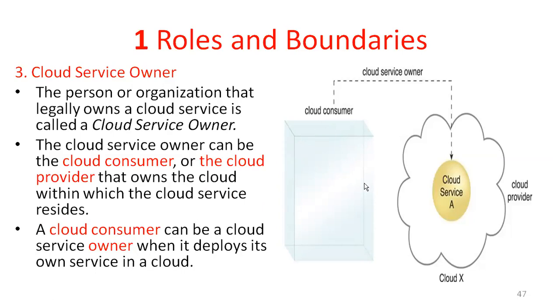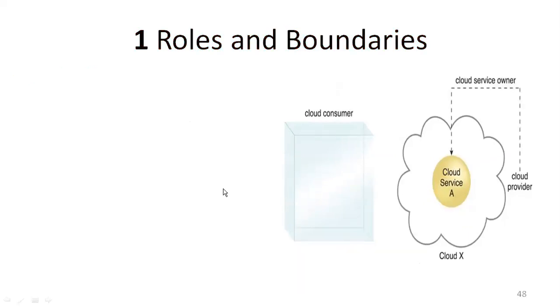Here, the cloud consumer is a cloud service owner, and when it deploys its own service in a cloud, that means it deploys its own service in a particular cloud. Then the consumer acts as an owner. In the next case, in the second diagram, the provider acts as an owner.